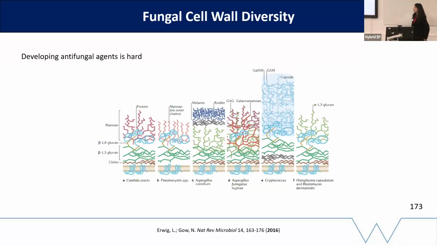The major problem with the development of antifungal drugs is the structural diversity of the fungal cell wall. This figure highlights some of the common fungal pathogens, and it shows how each of their cell walls is different.